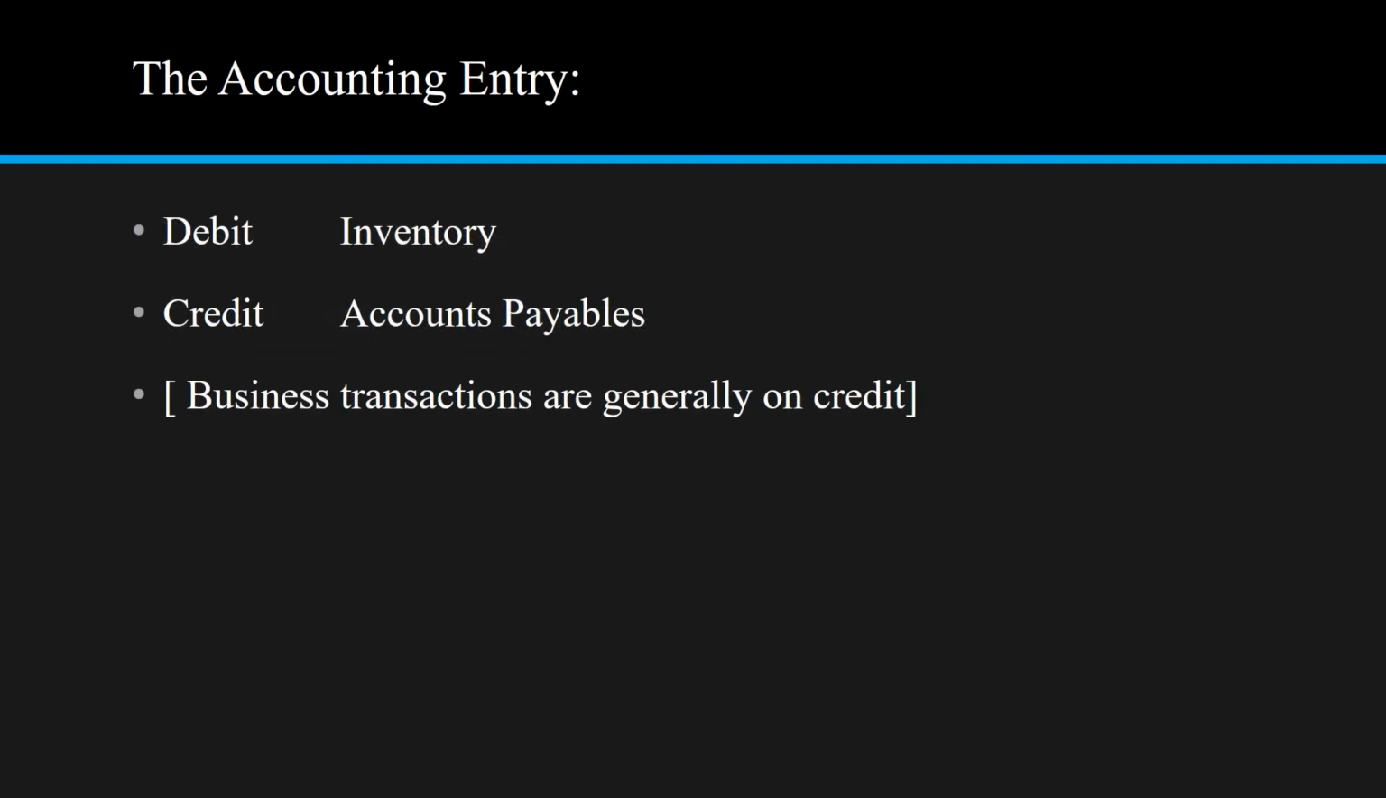So the standard entry is we debit inventory account and we credit accounts payable. So these are the two accounts that are activated to record the purchase, and this is a standard entry. Now you will see in the next slide how the purchase was recorded.